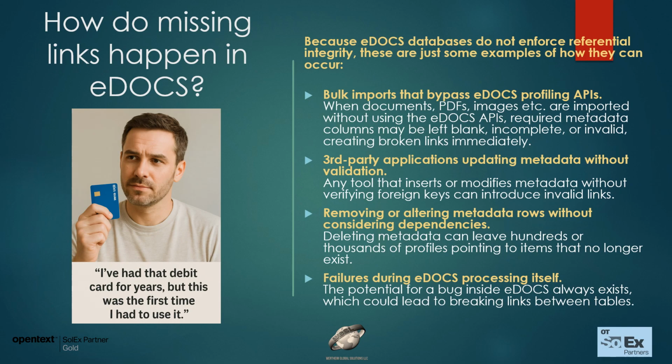Missing links in eDOCS usually start with processes that bypass normal validation. Bulk imports that don't use eDOCS profiling APIs can create profiles with blank, incomplete, or invalid metadata. Third-party applications that update the database directly can introduce values that have no corresponding parent row. Deleting or altering metadata rows in SQL without checking dependencies can orphan large numbers of profiles, and there is always the possibility of an internal eDOCS failure that leaves records only partially written.